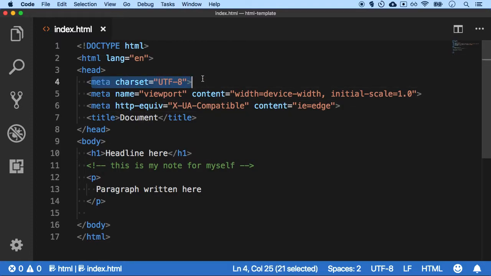Now, the first one says meta, and the attribute is charset, and the value is UTF-8. Now, what does charset mean and what does UTF-8 mean, right? Now, charset basically means character set.